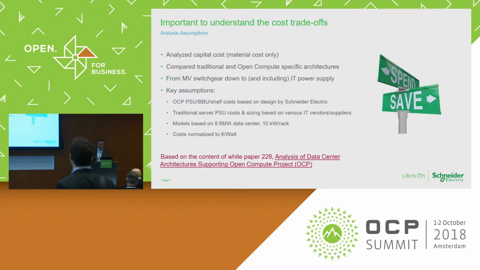And the costs are based on some of the ones that we know, well-known stuff in the industry. The models were done on a close to 10 megawatt data center at an average of 10 kW per rack. And we did the cost normalized to euros per watt for the audience. And this information is based on a white paper that we have. There's a few costs that we do have to update in the white paper, but that white paper is already out. As well as there's a trade-off tool where you can compare architectures and take a look.